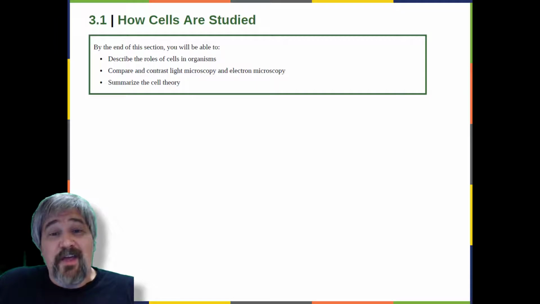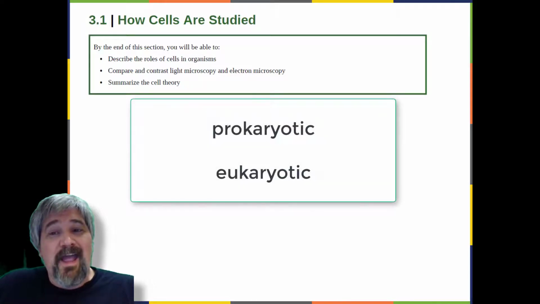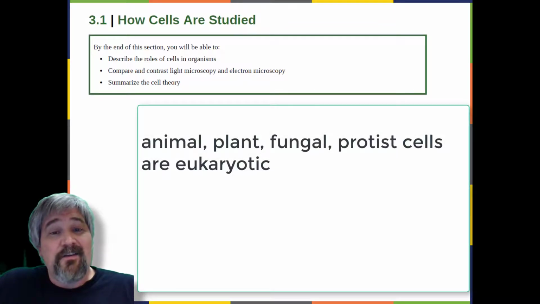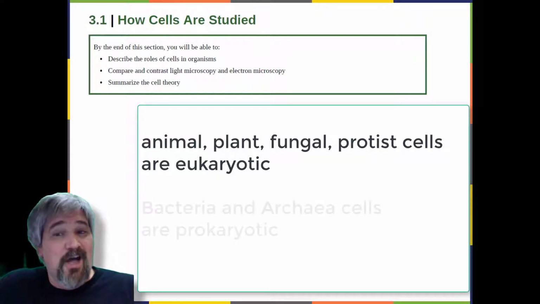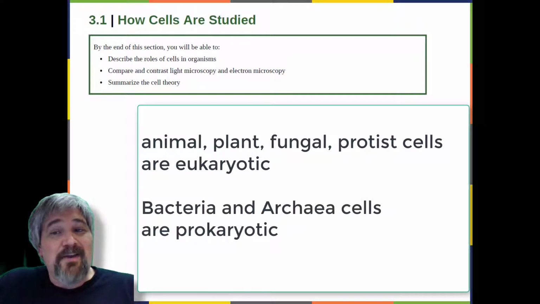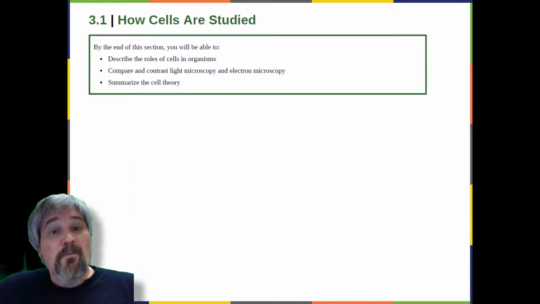There are many types of cells, and all are grouped into one of two broad categories, prokaryotic and eukaryotic. Animal cells, plant cells, fungal cells, and protist cells are classified as eukaryotic, whereas bacteria and archaea cells are classified as prokaryotic. Before discussing the criteria for determining whether a cell is prokaryotic or eukaryotic, let us first examine how biologists study cells.